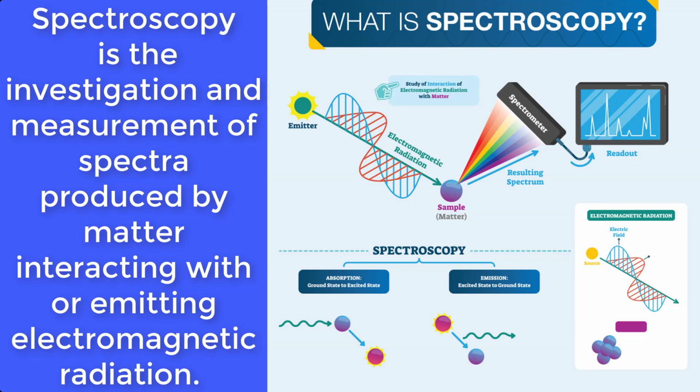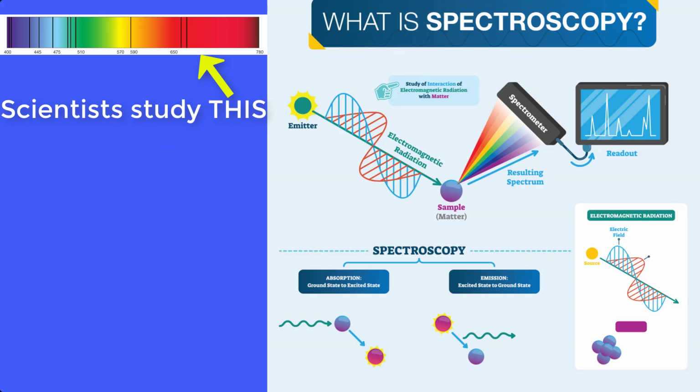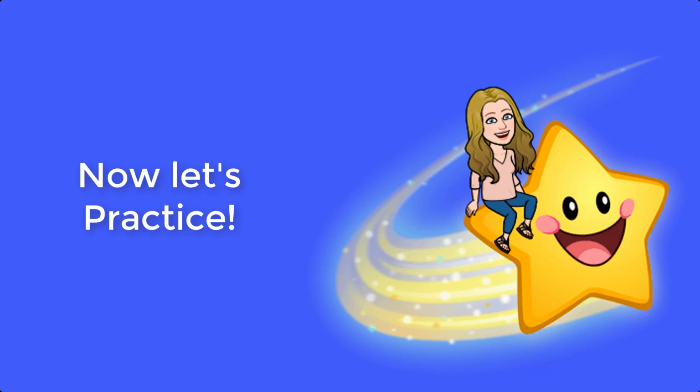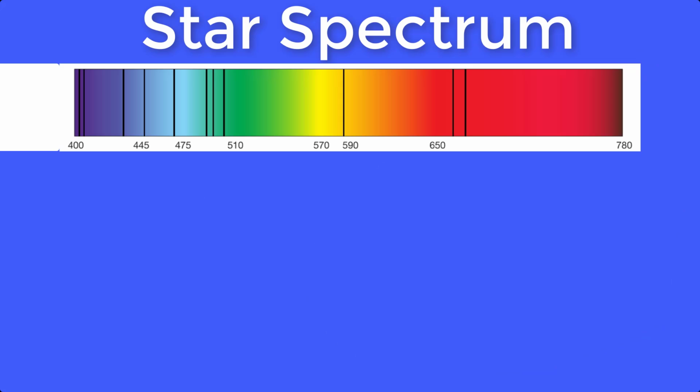Spectroscopy is the investigation and measurement of spectra produced by matter interacting with or emitting electromagnetic radiation. Basically, scientists can use the visible light spectra of the electromagnetic spectrum and study the patterns of light coming from an object in space and be able to tell what elements are present. Pretty cool, huh? Let's put on our lab coats and take a crack at identifying the elements in certain stars.